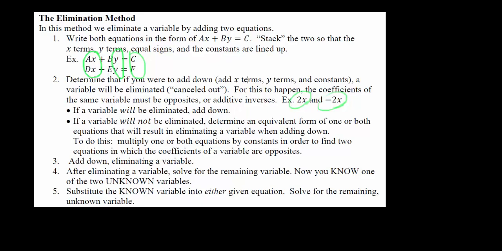So we multiply one or both equations by a number in order to have two equations so that the coefficients of one of the variables have the same number but opposite signs. And then we can add down, eliminate a variable, and solve for the remaining variable. Once we solve for that remaining variable, we can substitute it into the equation and solve for the other unknown variable that we canceled out.